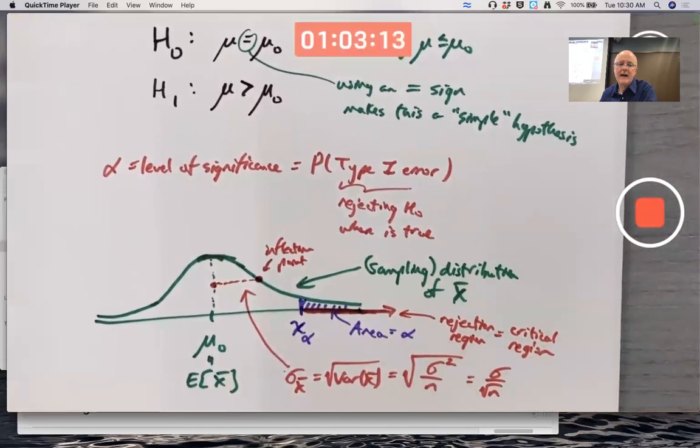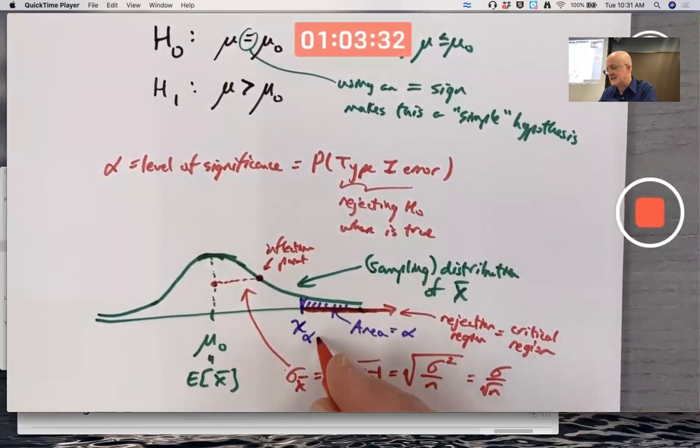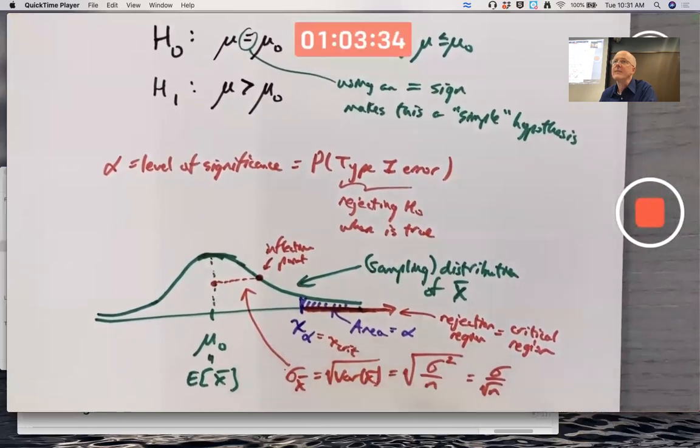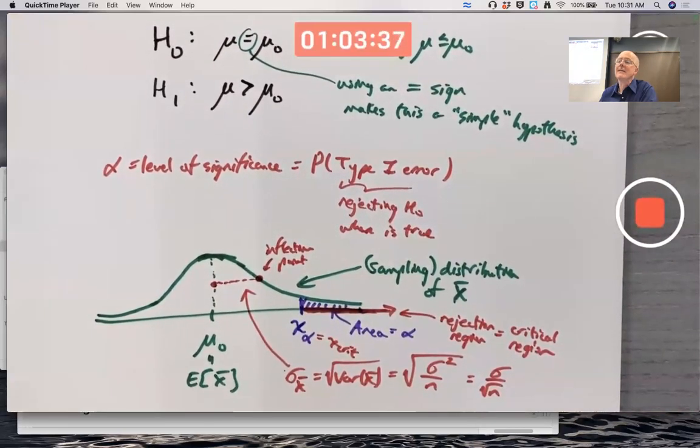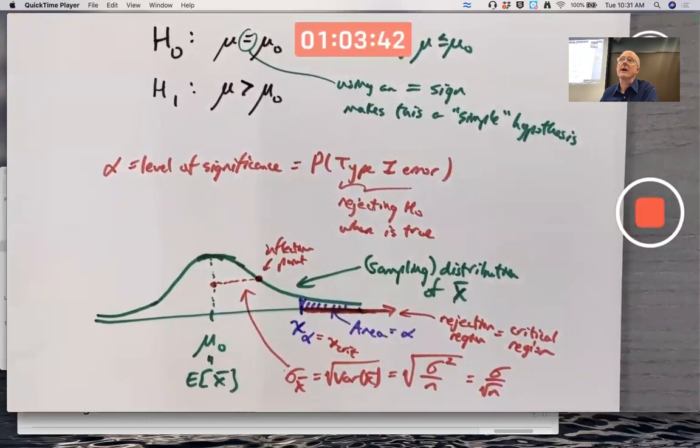If we get an observed value of X bar based on a random sample of numbers, talking data here, in this region greater than or equal to X sub alpha, which some books call X sub crit for critical point, then we will reject the null hypothesis. And if we don't, then we fail to reject the null. We can say accept the null. Remember doing that? These ideas?